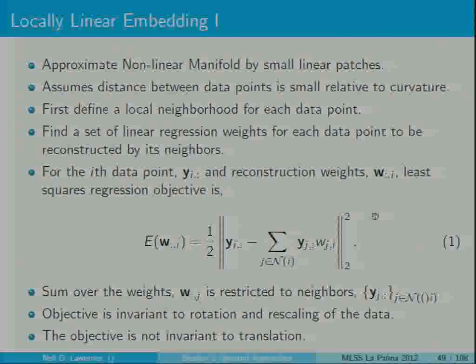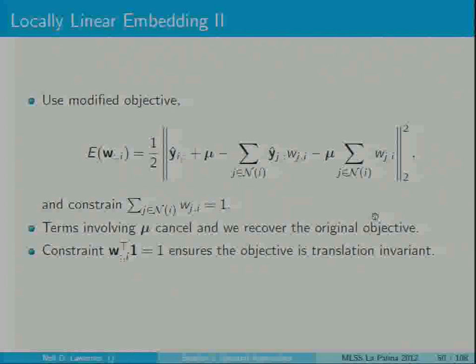It's not just regression. This would just be regression in the data point space rather than in the feature point space to minimize this objective. But this is regression with a constraint. Constraint that the sum of w's must be equal to 1.